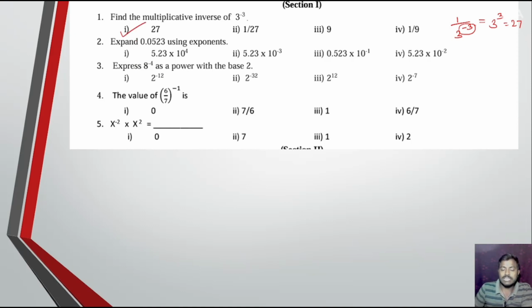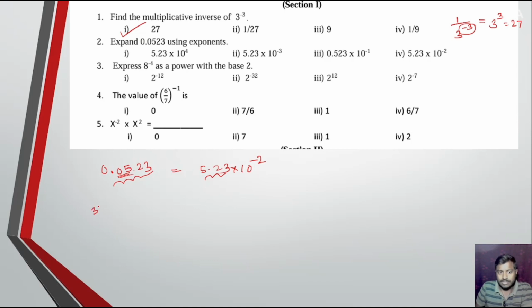Expand this using exponents. Okay, how to expand? 0.0523 is equal to, we know that, expand means we change the decimal position, that is after 5, so 5.23. So there are 2 digits, so into 10 to the power 2. And it will be minus, because when we convert from a small number to a big number, it will be minus.